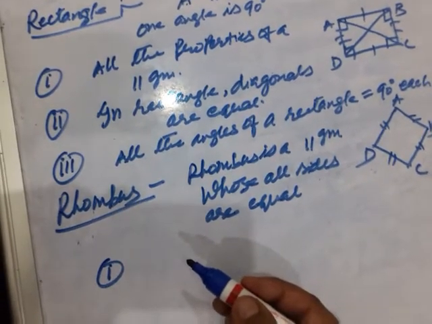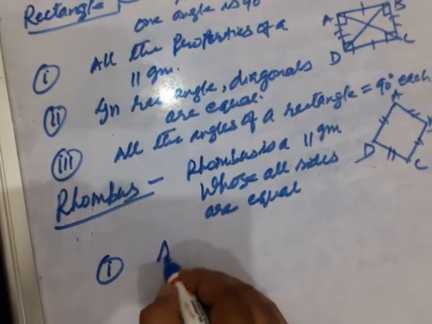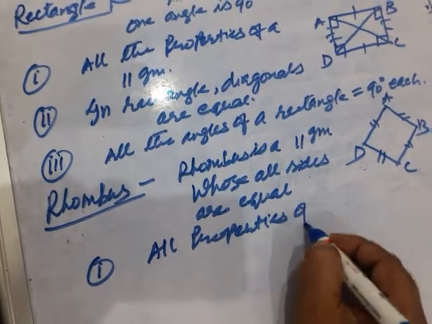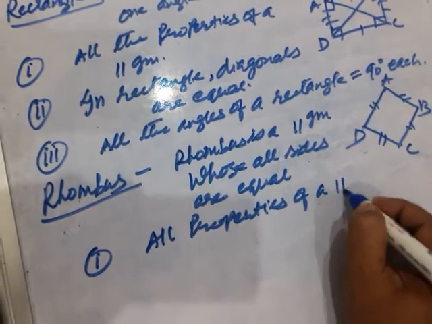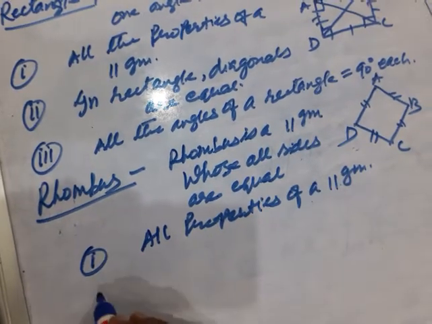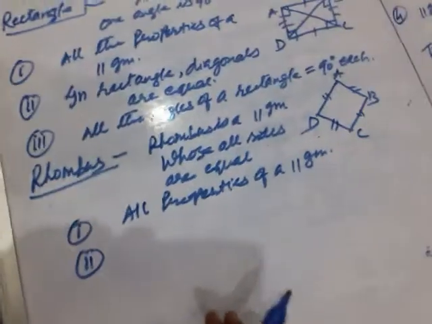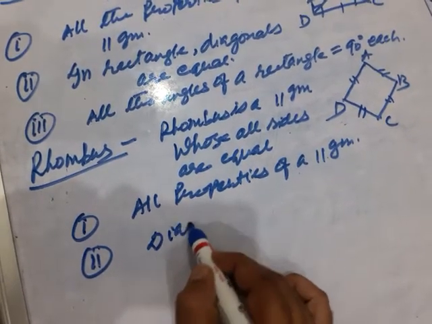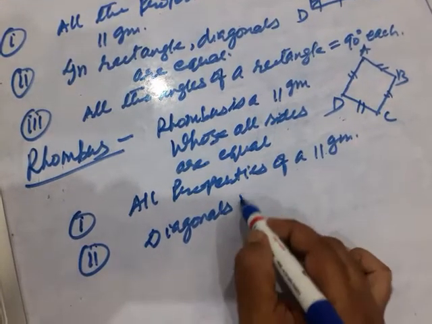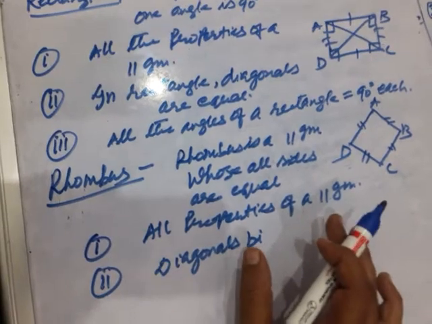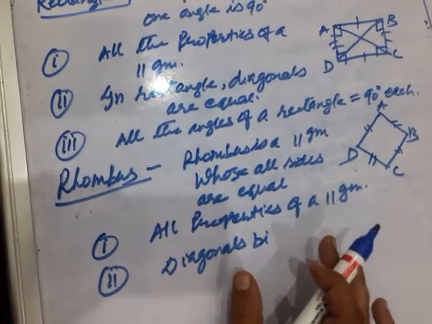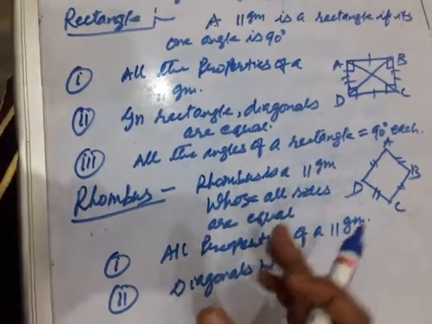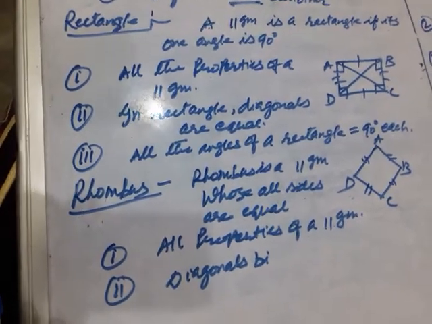In the case of a rhombus, it holds all properties of a parallelogram, because basically it is a parallelogram only. Now what may be the other property? That is, diagonals bisect. This is very much important. In the case of a rectangle, we have seen that diagonals are equal and all the angles are 90 degrees. In a parallelogram, diagonals bisect each other.